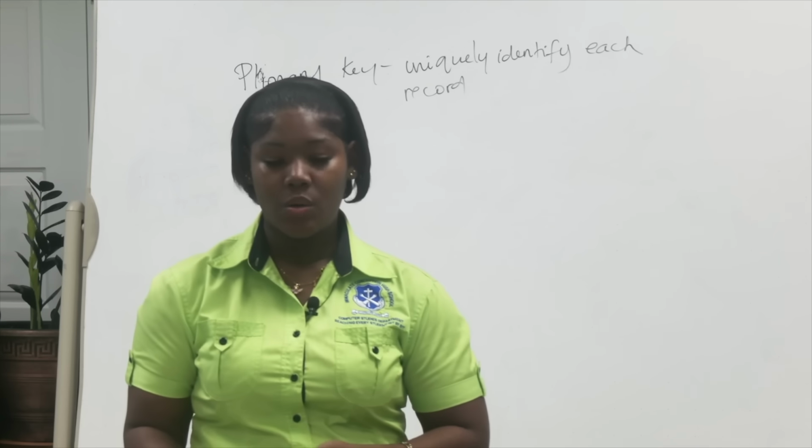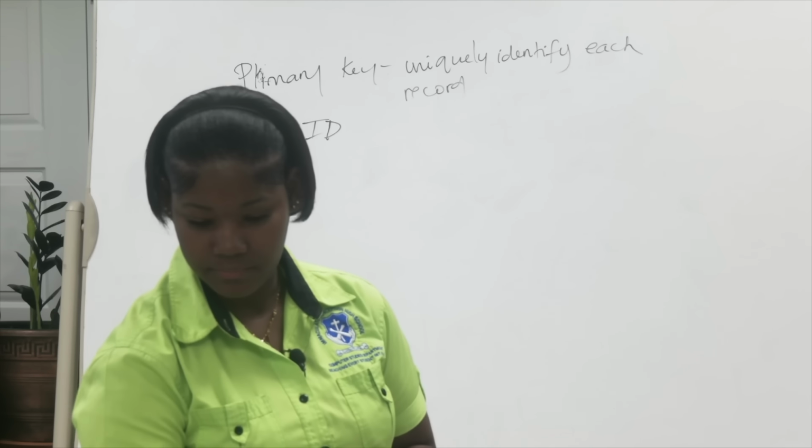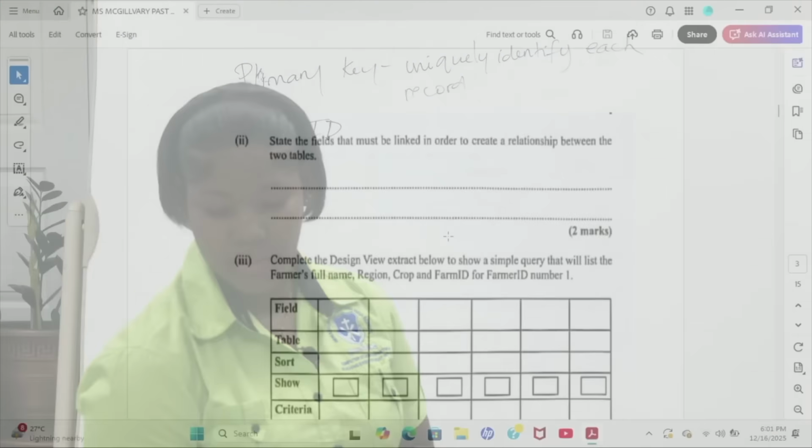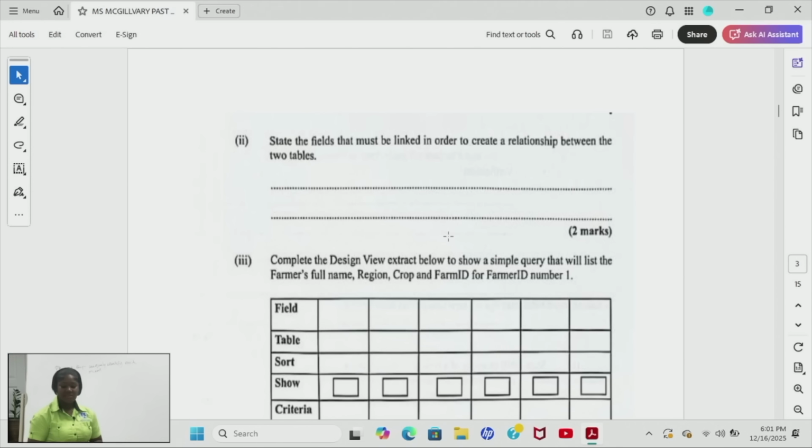So the other question states, state the fields that must be linked in order to create a relationship between the two tables. We've already outlined that the farm ID is the primary key in our farm table. And in order for us to create a relationship, we need a common attribute or a common field. An attribute and a field, that's the same thing. So we need a common attribute and a common field.